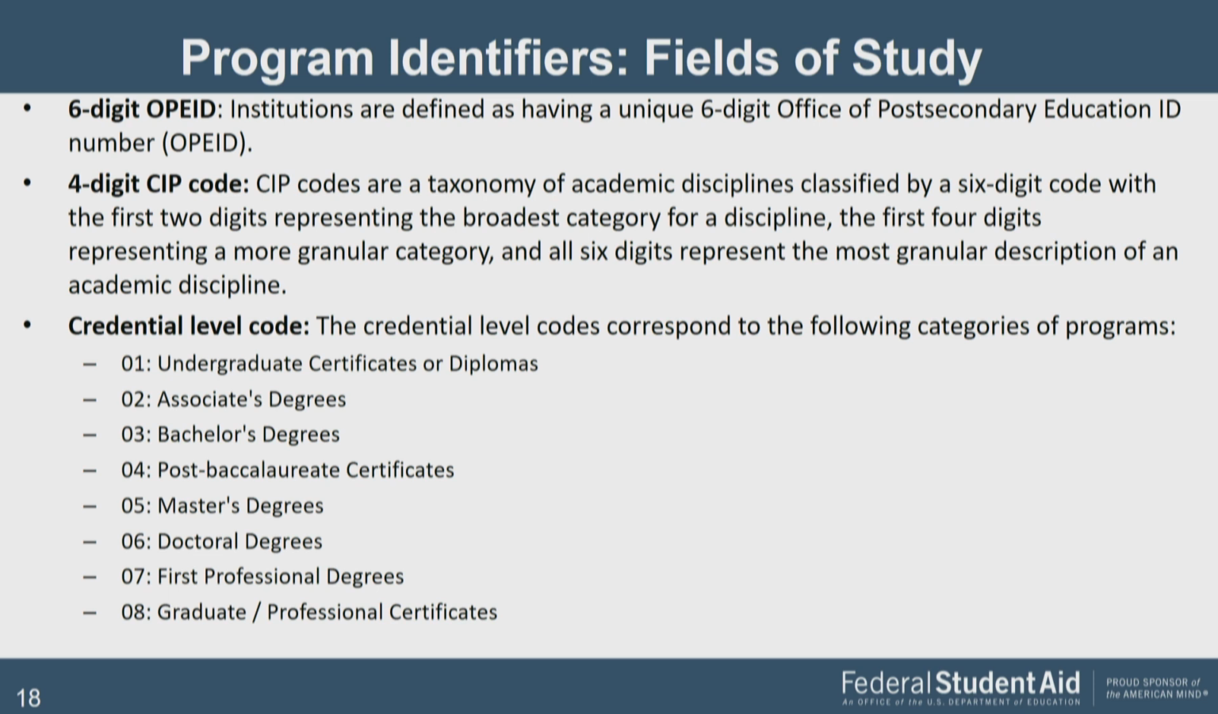The last unique identifier of what makes a program or a field of study is the credential level code. And these are the credential level codes in NSLDS, from undergraduate certificates all the way to professional degrees and graduate professional certificates at the highest level.